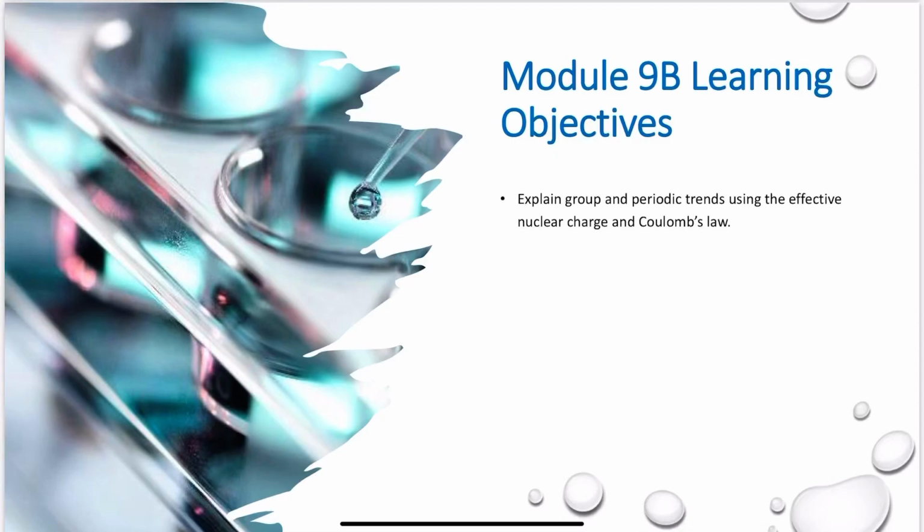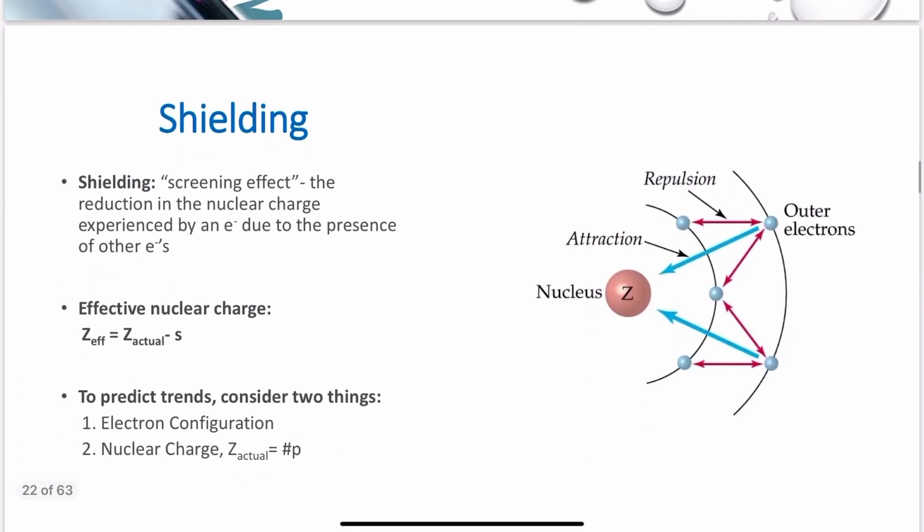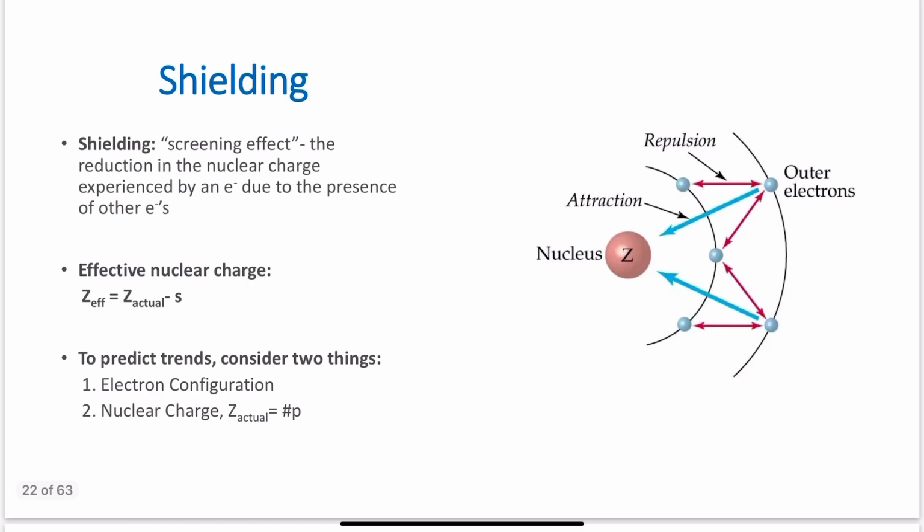So we want to get into starting to predict some of the group behavior we see in the table and the periodic trends. We're going to talk primarily about size trends and metallic character briefly, but then trends about giving or taking away electrons from either an atom or an ion itself. In order to understand these trends, though, we have to understand why these trends exist. And this comes back to shielding.